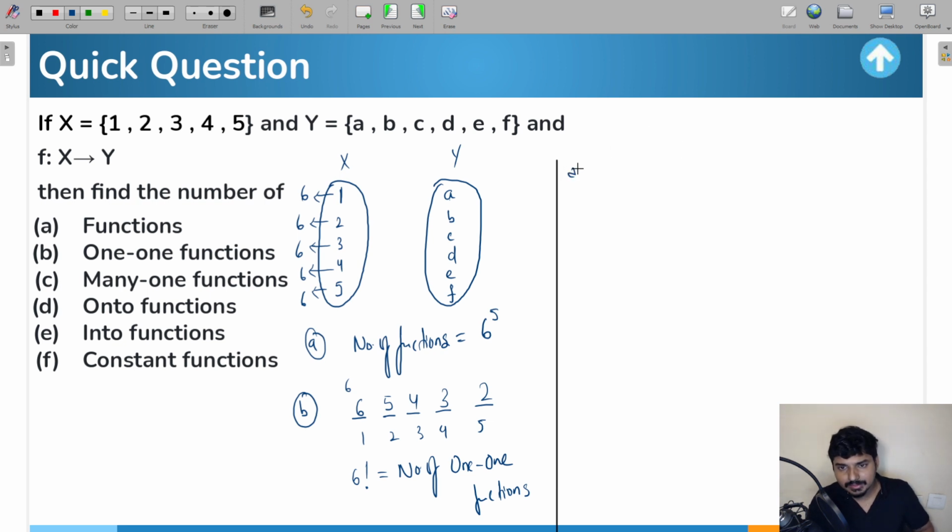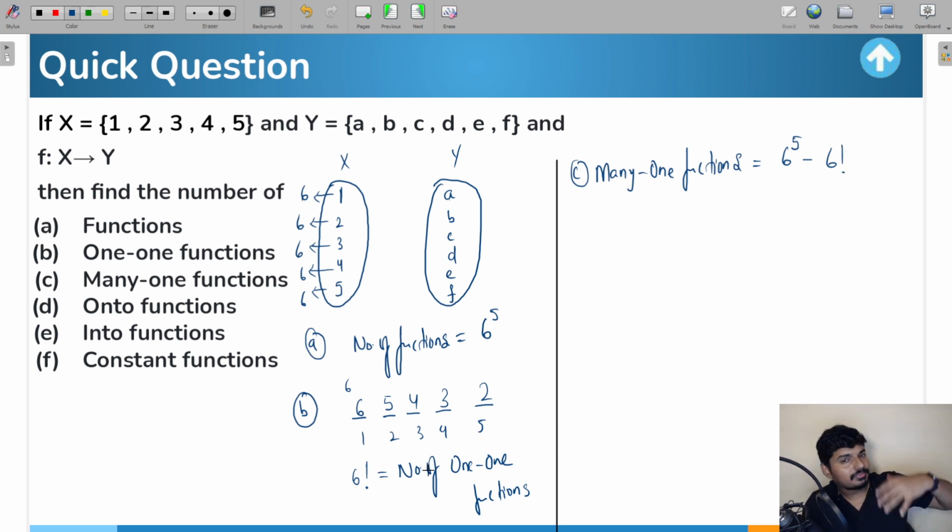If you want to calculate the many-one functions, as I told you, many-one functions are simply nothing but the functions which are not one-one. So in this particular case, from the total number of functions, which is 6 raised to 5, if you remove the number of one-one functions, which is 6 factorial, whatever functions remain are going to be many-one functions. I hope this point is clear for everyone.